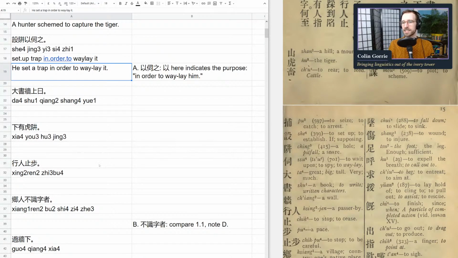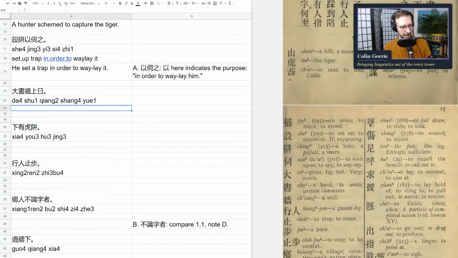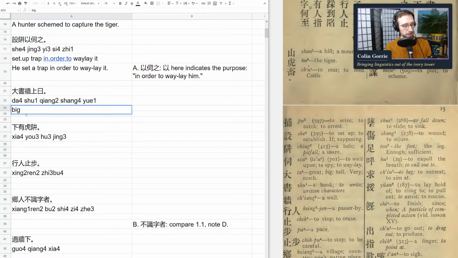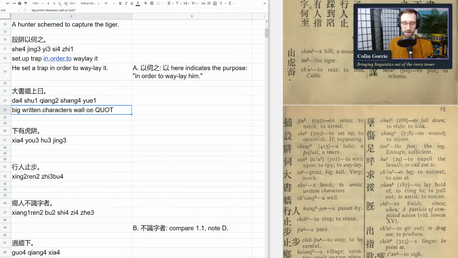大书墙上约. 大, we have big. So big, 书, a book. Also to write or written characters. And those are two rather different word classes there, so I'm not sure it's giving us both. Let's assume it's a noun for now because we have something that looks adjectival in front of it, and we can always be wrong about it. 墙上. So 墙 is wall, and 上 is on top of or above. So on. And I remember 约 is our quotative marker, meaning roughly say. So maybe this does need to be a verb.